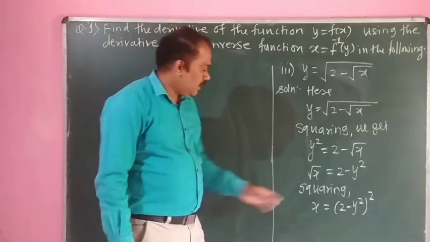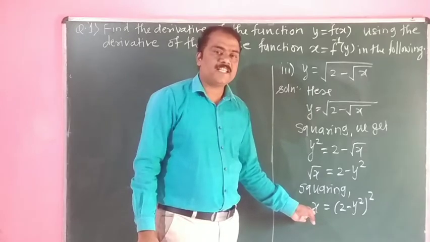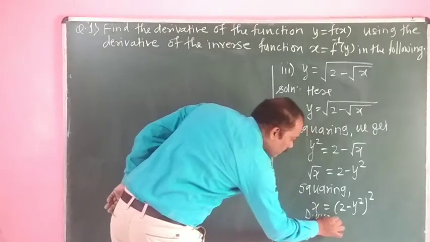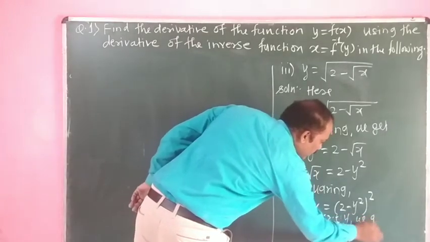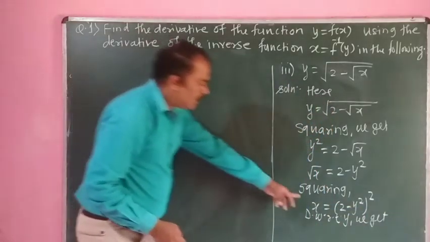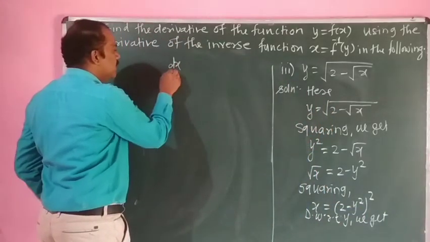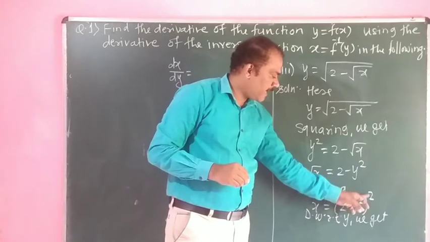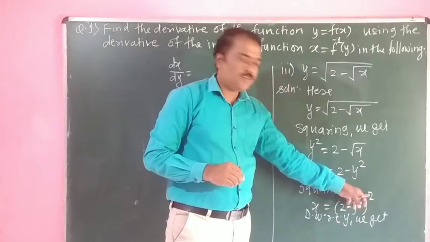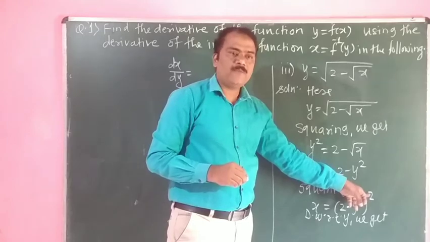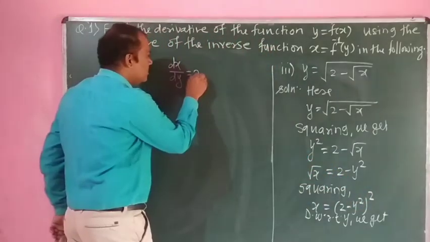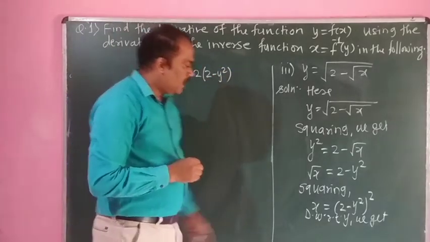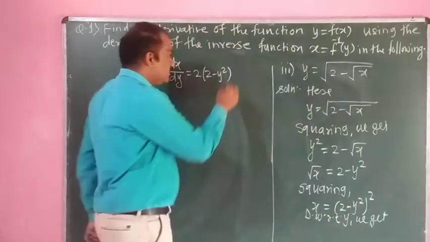Now we first find dx by dy, so we differentiate with respect to y. Differentiating x with respect to y gives dx by dy. Now we differentiate (2 minus y squared) whole squared. First of all, we use the power function formula. Take this power as it is, 2 into (2 minus y squared), reduce the power by 1, into the derivative of 2 minus y squared, that is d by dy of 2 minus y squared.